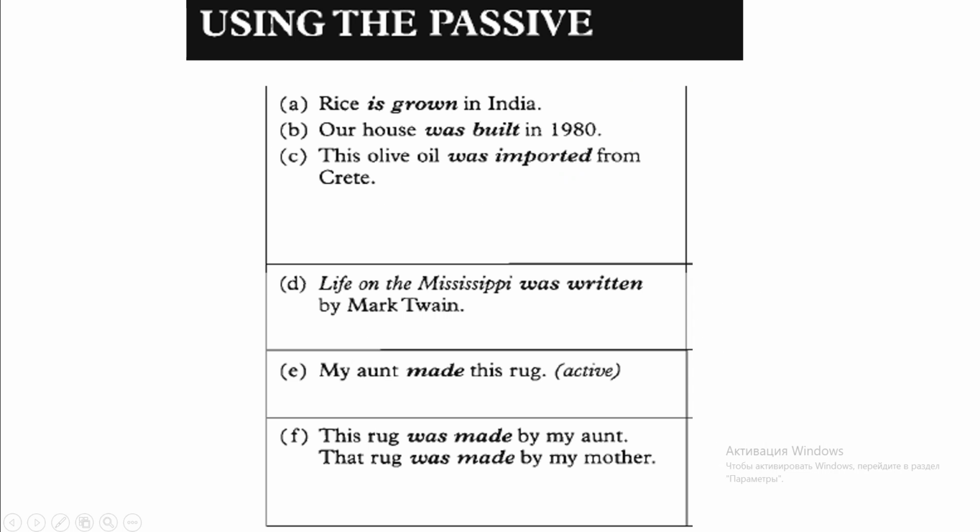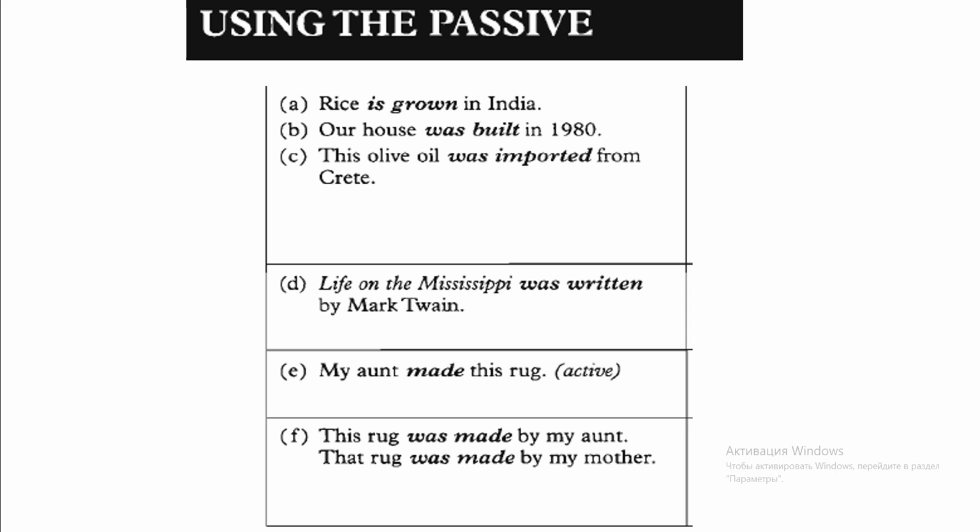Let's go to the next one. We need to use the passive. How do you need to use this? Actually, usually the passive is used without a by phrase. Rice is grown in India, not by anyone. Just rice is grown in India.